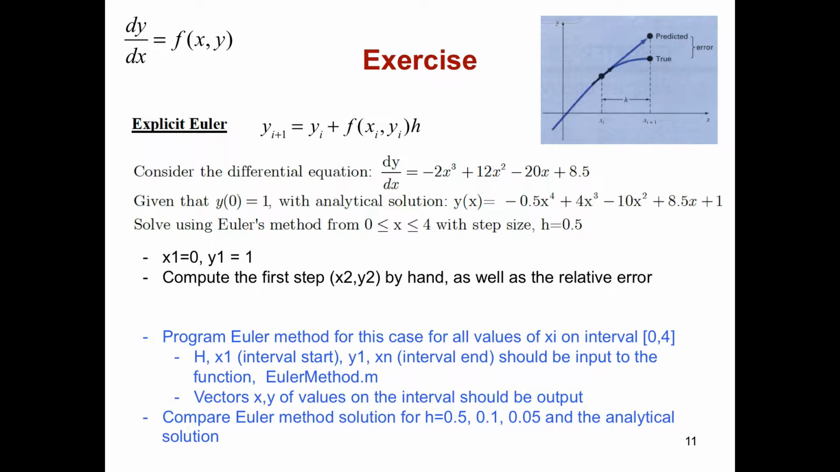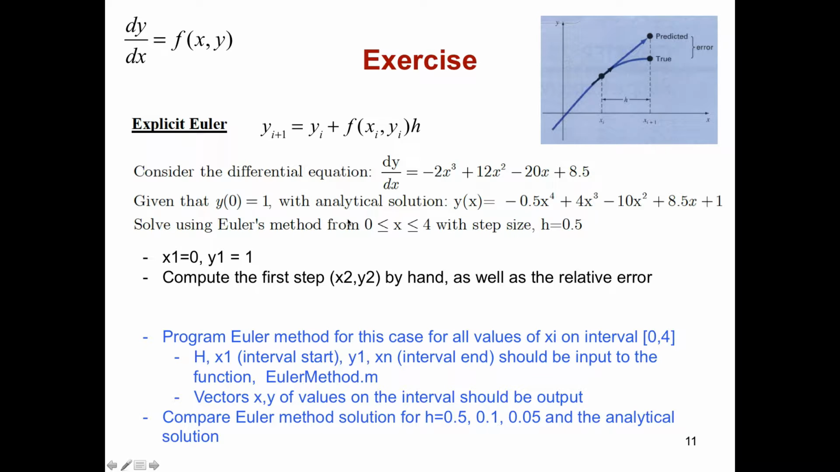So I have to start from a point. I'm starting from a point, I'm saying it's 0 in this case, that's your x1. And the value at x1 is 1. Okay? So in order to get y2, you're going to put y1 plus f of x1, y1, which is 0 and 1, times h. And h is something that is input to the function.